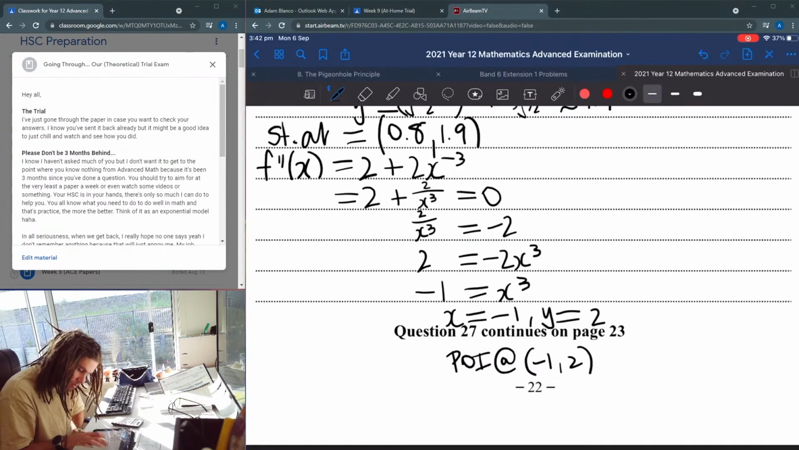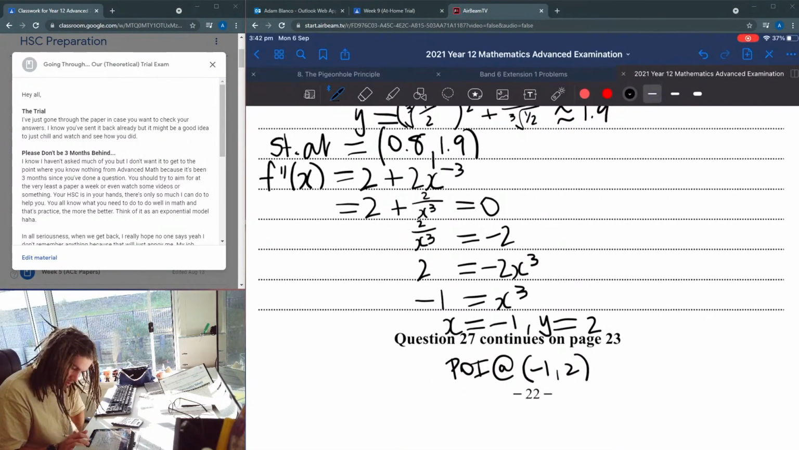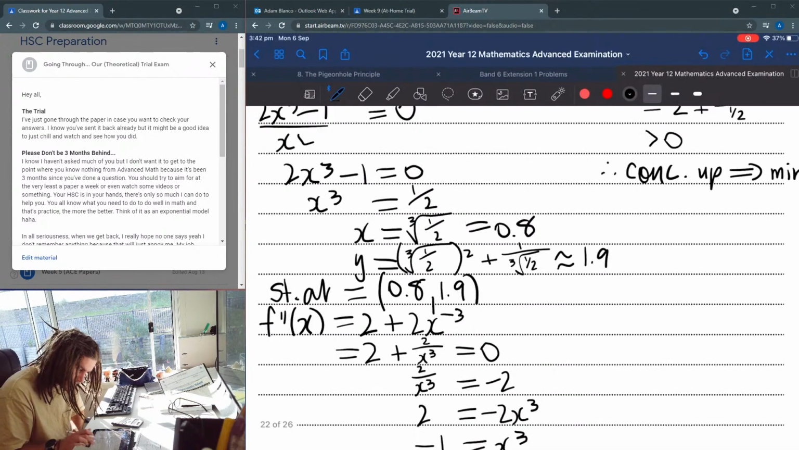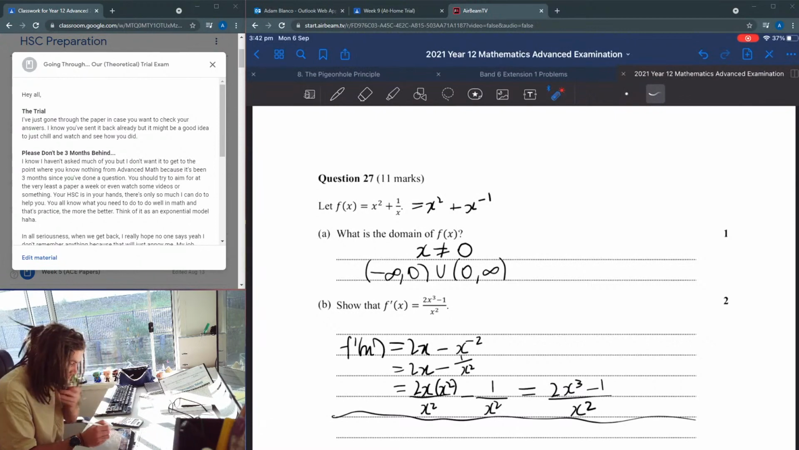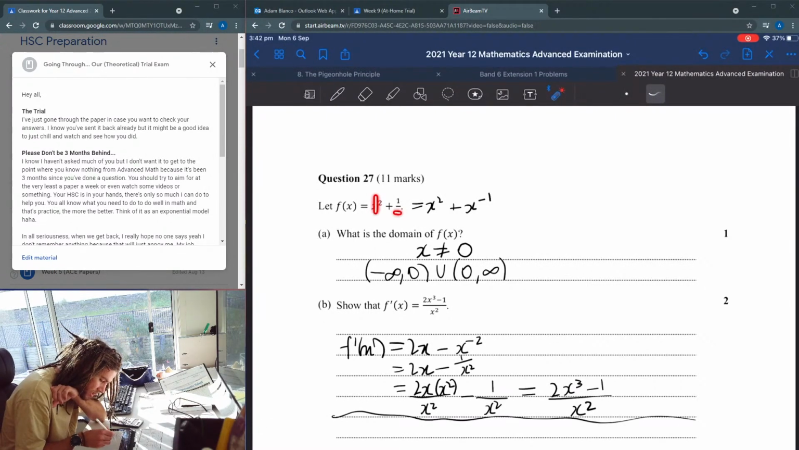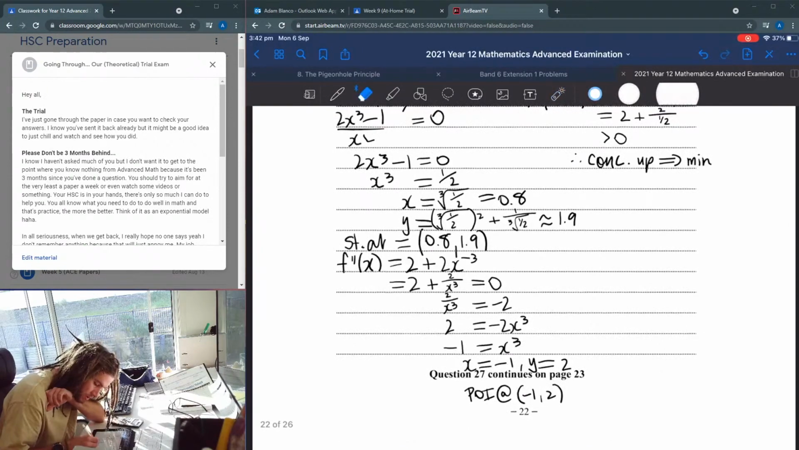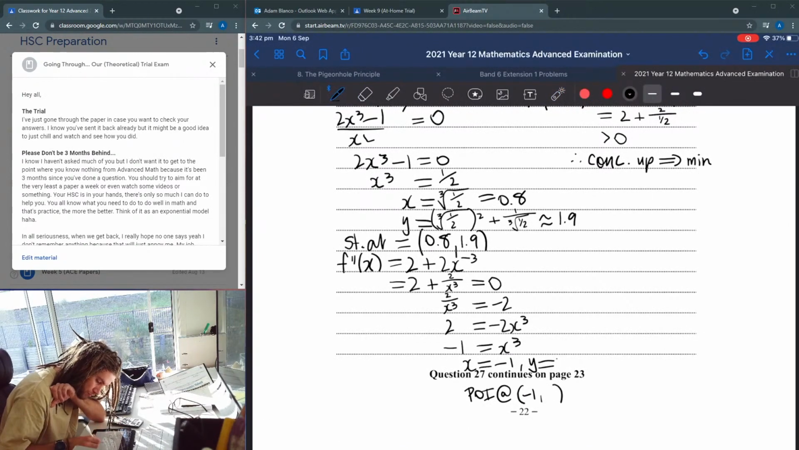I feel like I've done this wrong. Point of inflection, x equals minus 1. So that's, oh, minus 1, so 1 minus 1 is 0. So that's going to be 0.